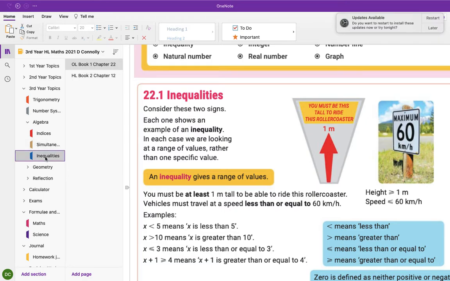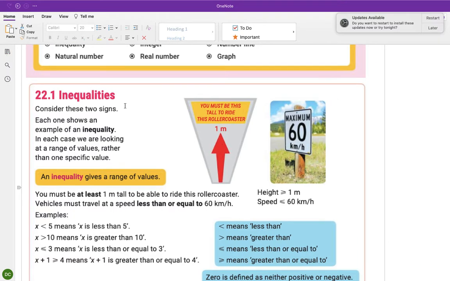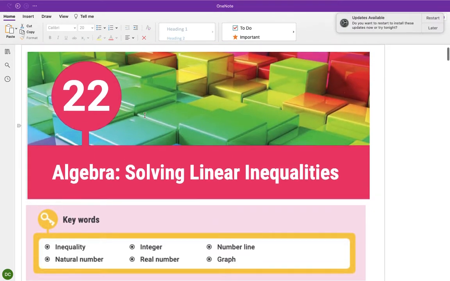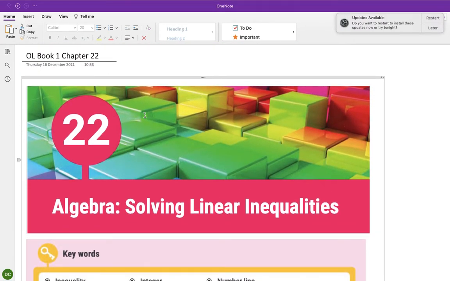Hopefully you remember, I can't remember, we did a bit of inequalities last year when we were doing functions. It does pop up a bit in functions, where there are two graphs on the same page, and it asks you where is graph A greater than graph B, type of thing. So it did pop up a little bit, but this is, as always, the ordinary level chapter first. So book 1, chapter 22.